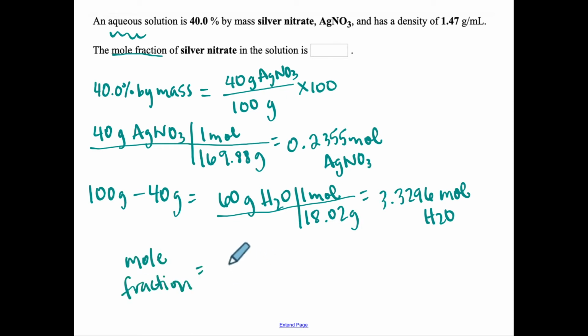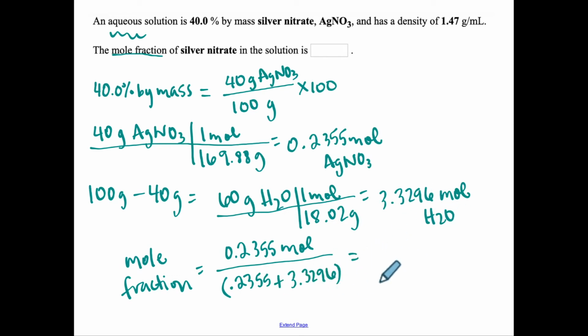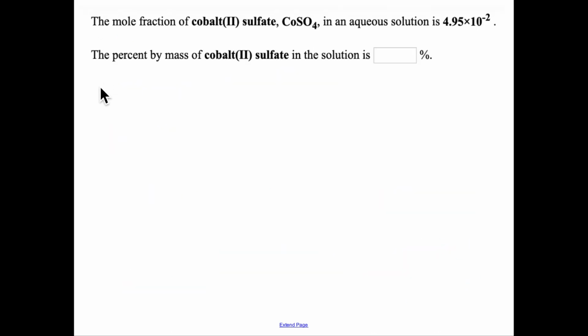Now we can solve for our mole fraction. The mole fraction is equal to moles of the solute divided by moles of the solution. So the moles of the solution are going to be the moles of the solute plus the solvent. And when we type that all in, the answer for our mole fraction is 0.0661.